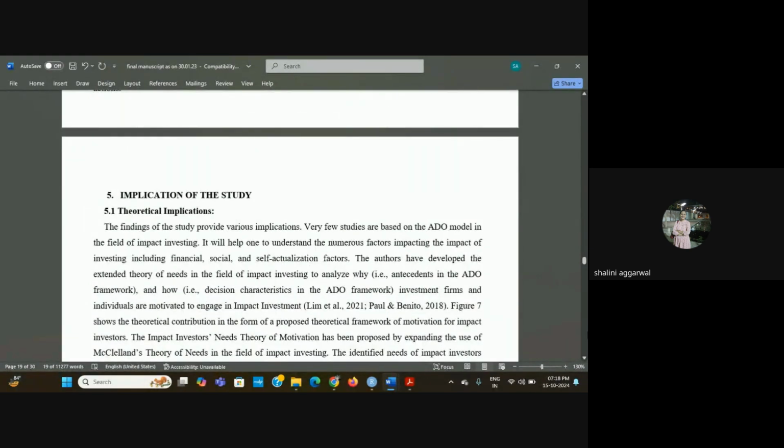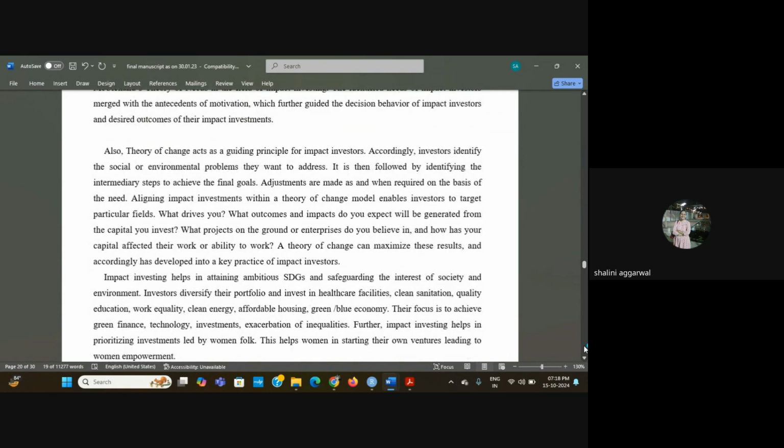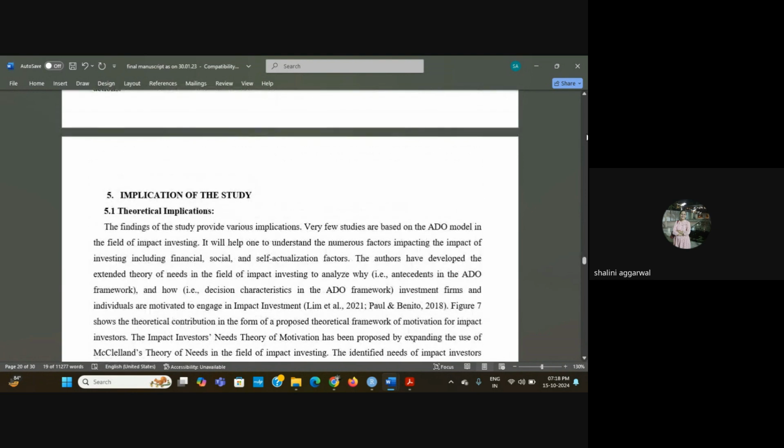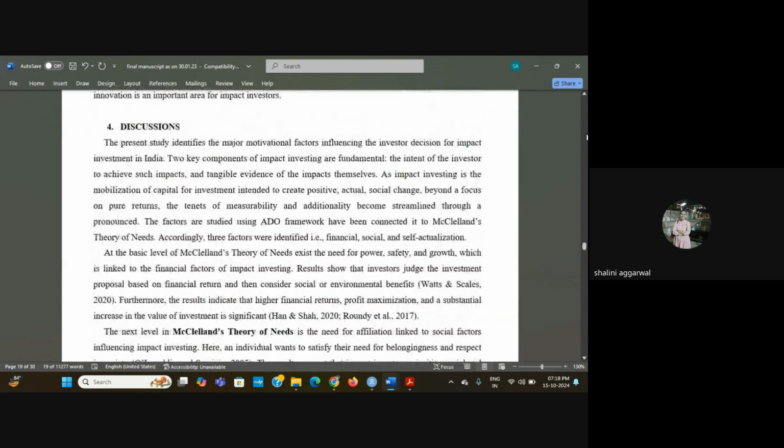Okay. The next important aspect is the implications of the study. This is also a very, very important segment of your study, so you must mention the implications. Either you can give the theoretical implications or you can connect it with the practical ones. Practical you must give, right? But if you give the theoretical implication, we have connected it with some existing theory.